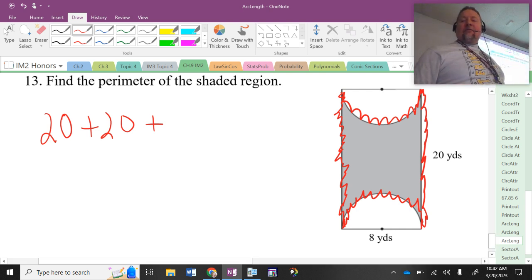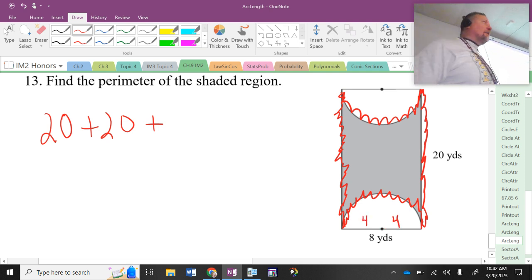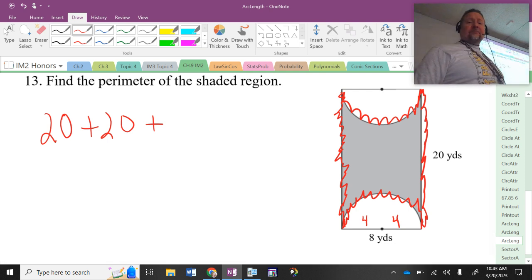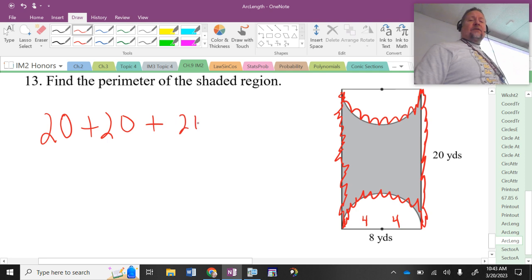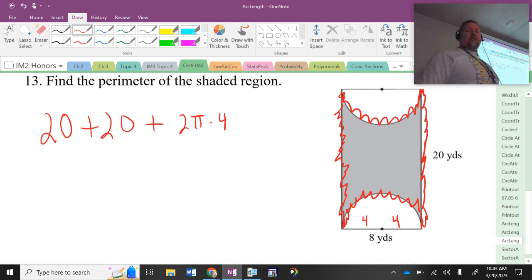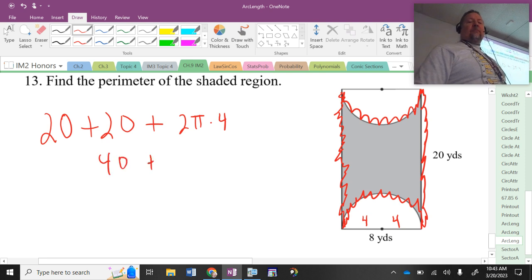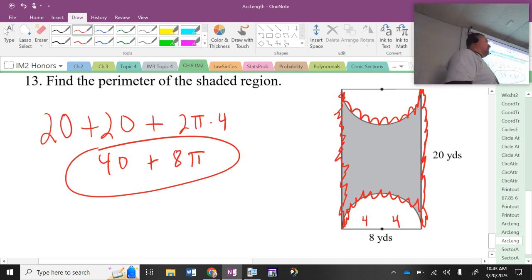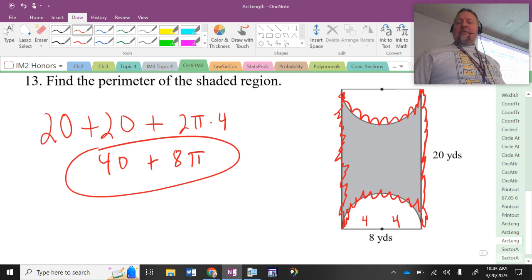All right. So anyway, this is 8 yards. So this is 4 and 4. So when I have a diameter, get the radius. And it's actually just circumference, 2 pi r, because it is a full circle. The bottom half and the top half together is a full, so it's full circumference. So this is 40 plus 8 pi, and then you can type it on your calculator. Go to the calculator. All right, now let's move on to area.